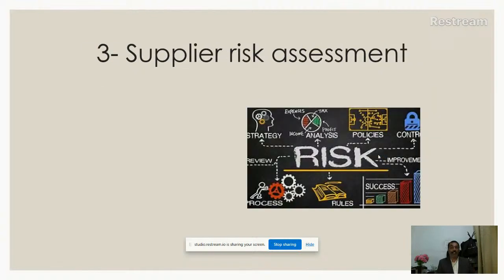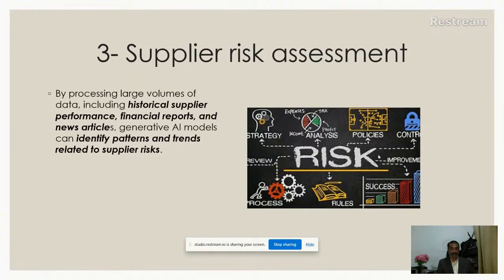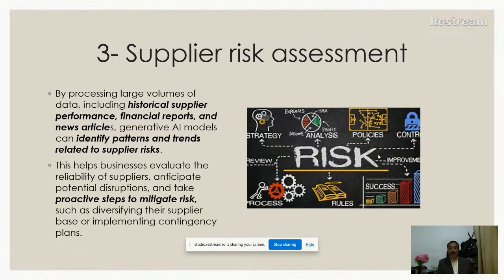The third important area could be supplier risk assessment. Based on historical supplier performance, financial reports, and articles available on the internet, these models can identify the patterns and trends related to supplier risk, so that you can take proactive steps to mitigate such risk, such as diversifying the supplier base or implementing any contingency plan.